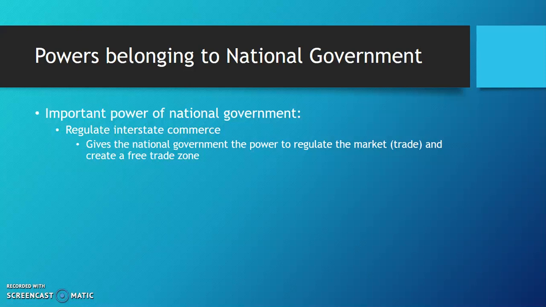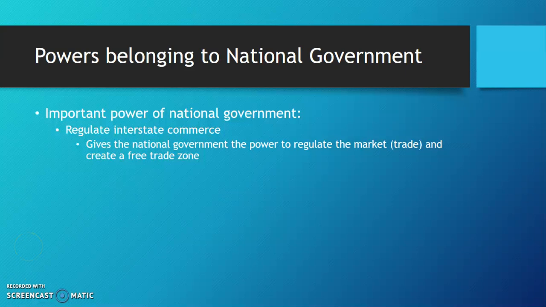So the national government has the power to make sure that states aren't going against each other, that the United States is a free market and it doesn't cost a business so many taxes to have their business or trade in other states. Essentially, our country is kind of a free market. When we think of trade, there's no state lines.